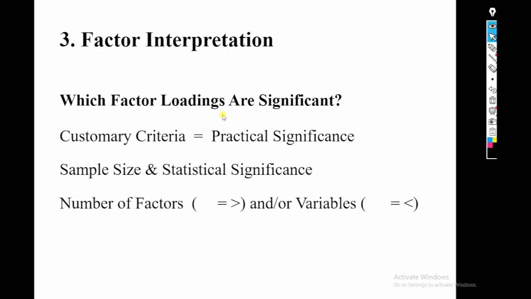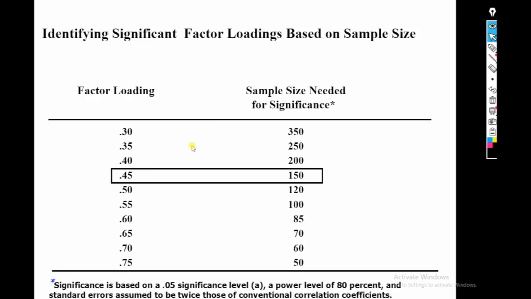Now the third is factor interpretation. Customarily, which factor loadings are significant, what should be the sample size, and the number of factors, we can take from this table. Generally we take the factor loading to be greater than 0.6. But if my sample size is large, like 250 or 350, then we can take a factor loading value of 0.3 also. So the factor loading value depends on the sample size.